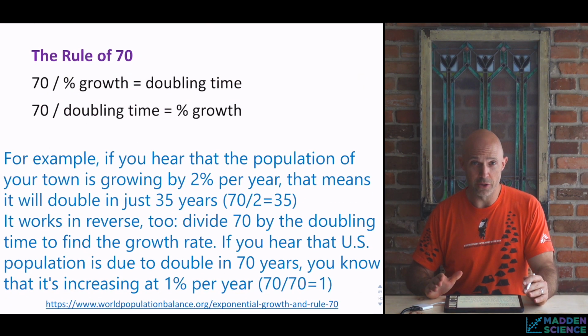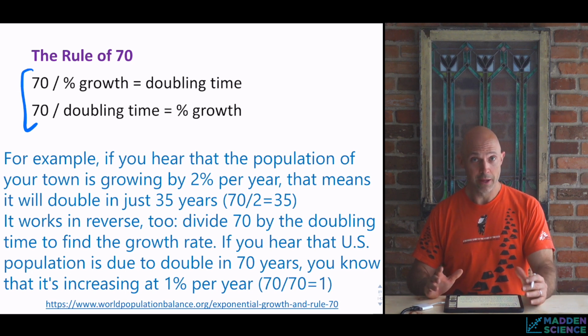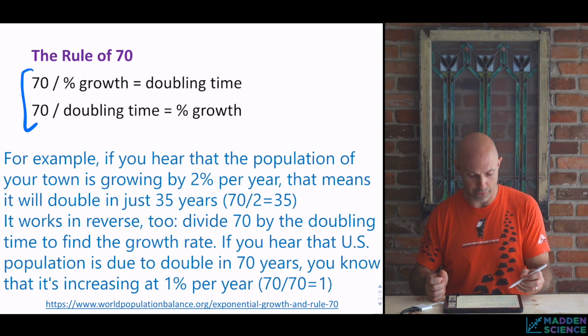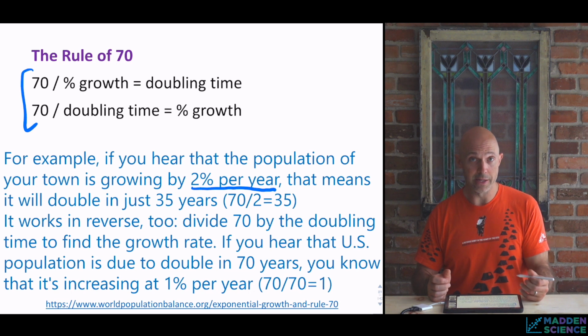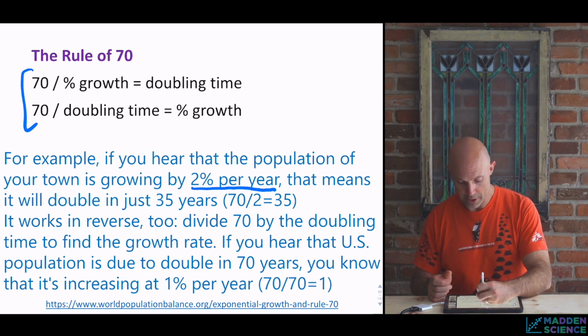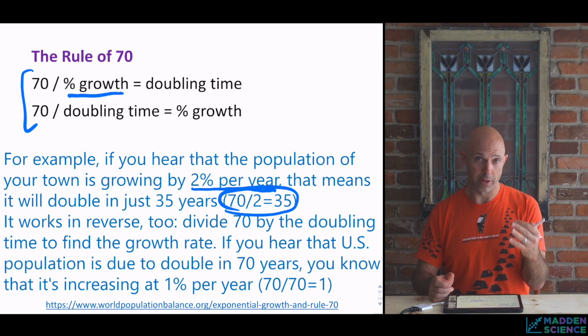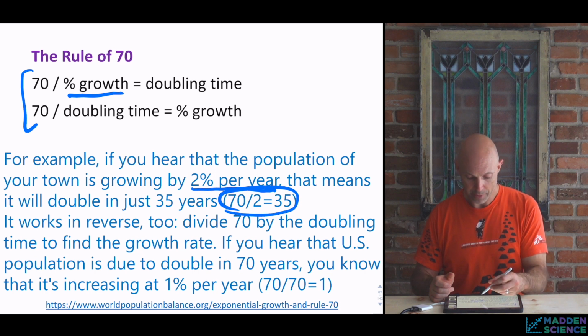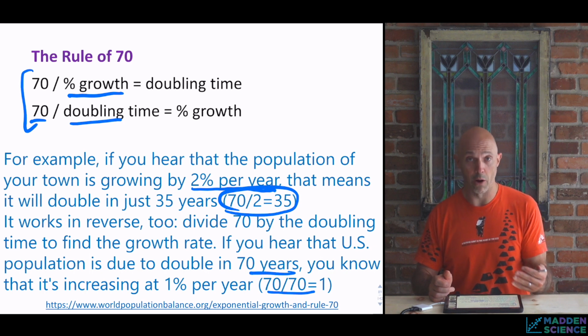Now, an interesting rule that you can use to help with calculations is sometimes called the rule of 70. It shows that you can relate doubling time and percentage growth together with 70. So for instance, if your town is growing by 2% every year, that means it'd double every 35 years. You get that by 70 divided by your percent growth. That works in the inverse way too. If you say the US population is going to double in 70 years, then you take 70 divided by your doubling time, or 70 divided by 70, which equals 1, so the growth would be 1%.